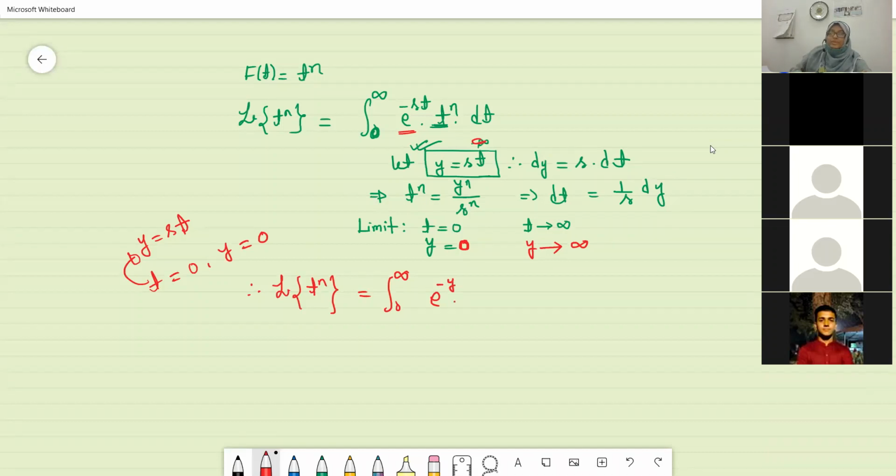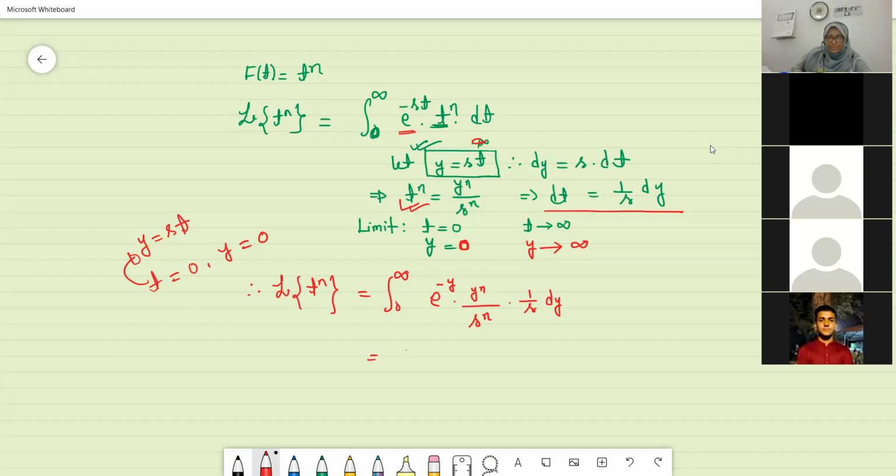Now t to the power n. Here the value of t to the power n is y to the power n by s to the power n. And finally for dt, what is the result for dt? It is 1 by s dy. Is it clear?